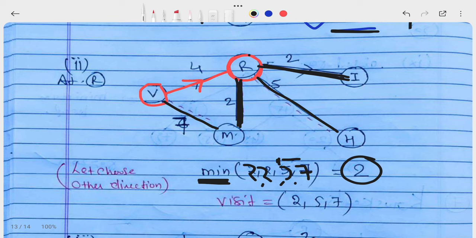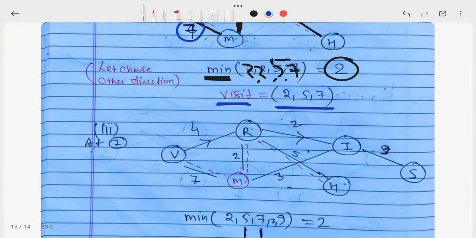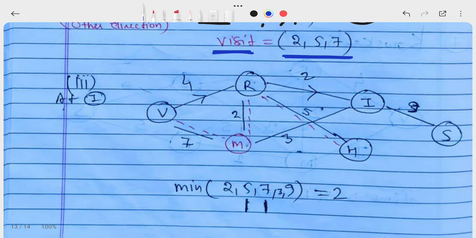Now how many data are in my visit? Let's say I am going this direction. The first data in my visit is equal to 7. The second is 2, this is already visited. So 7, 2 and 5. The total data in my visit is 257. And here I already visited. Now next.